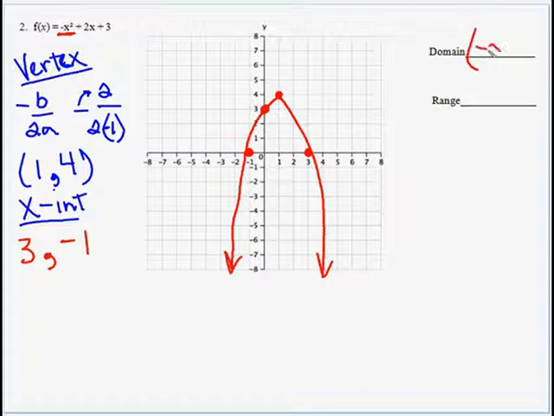Domain, all real numbers, negative infinity to positive infinity. The range, well, now we're headed down toward negative infinity. So that's where we start. And then we can go up as high as the vertex on the y-axis, height of 4. Negative infinity, comma 4, bracket on the 4.